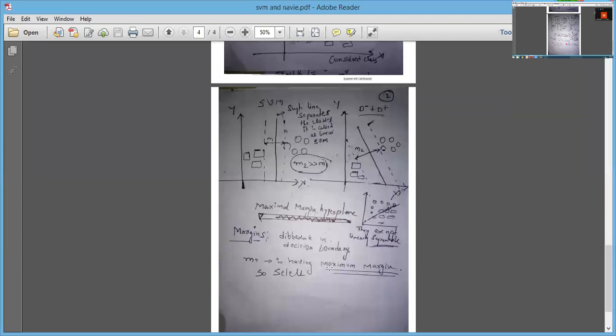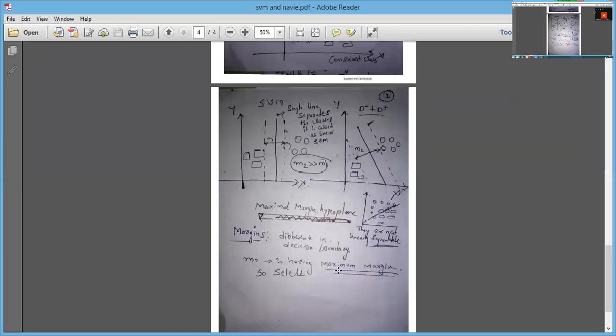So your classification margin is D minus plus D plus, which are written here, and you are going to call it the maximum margin. Whichever has the maximum margin, consider that its efficiency of classification is more.